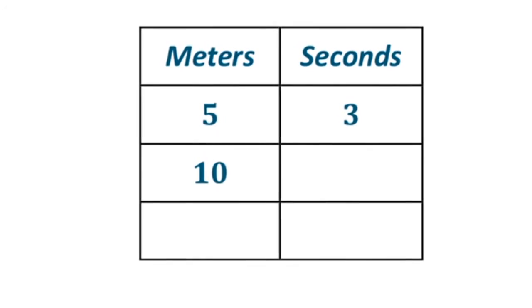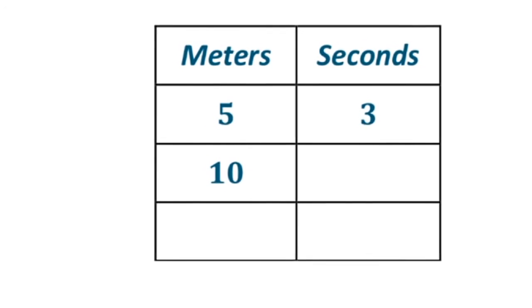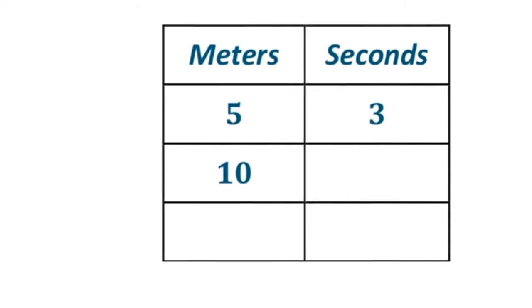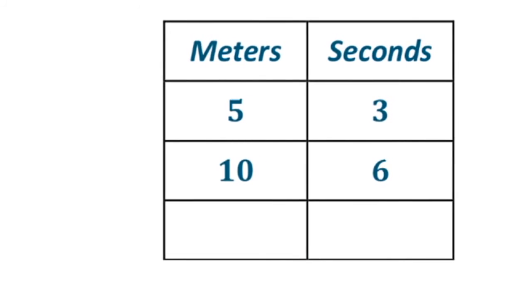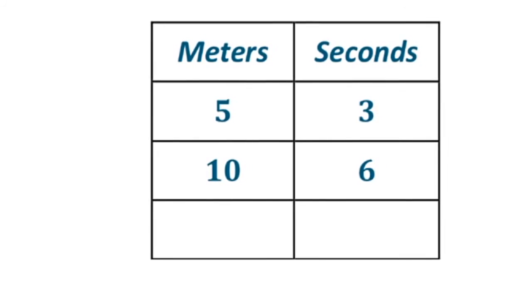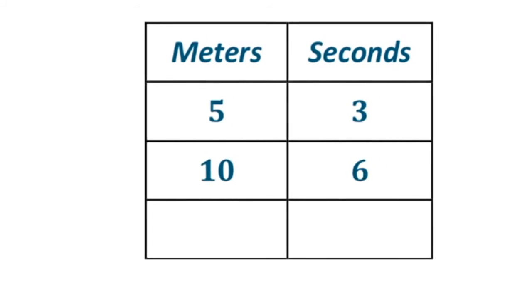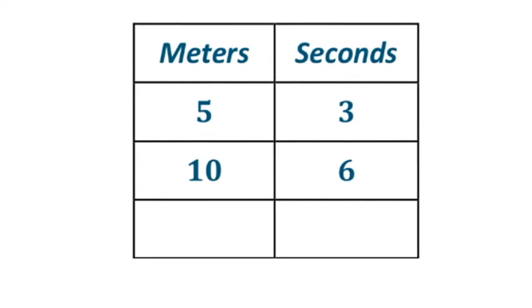So let's make small increments. What about if we jumped from 5 meters to 10 meters? What would we do for our seconds? Well, to go from 5 to 10, we would have to double the 5, right? 5 times 2 is 10. And so if we're doubling our meters, we're also doubling our seconds. 3 times 2 is 6. So Xavier swims 10 meters every 6 seconds.